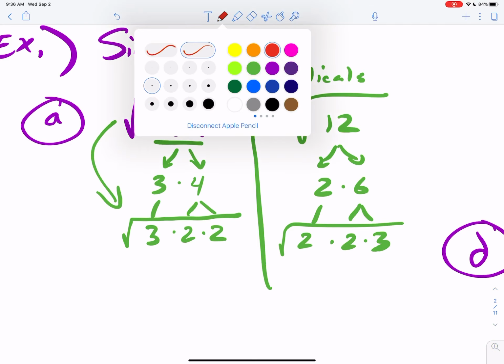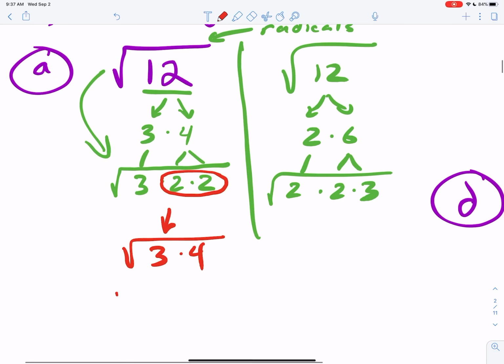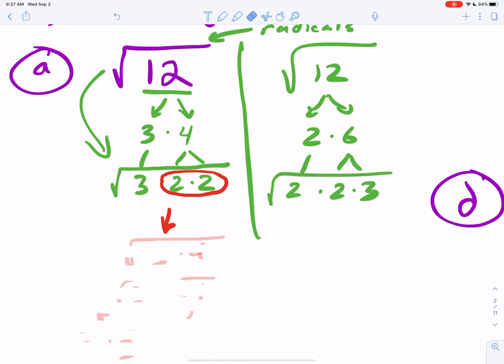So really, what you're doing is looking for a pair. Anytime there's a pair, you can take it out. Here I have a pair of 2's. Really what's happening, and you don't have to write this part down, is 2 times 2 is 4. We know that 4 is a perfect square, so the square root of 4 is really just 2. And then we leave the radical 3. That's the logic behind it. That's just to show you how this works.